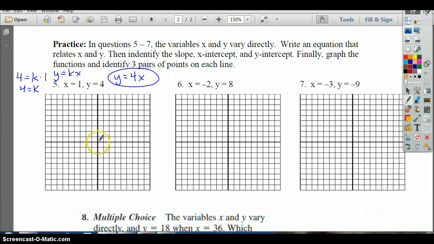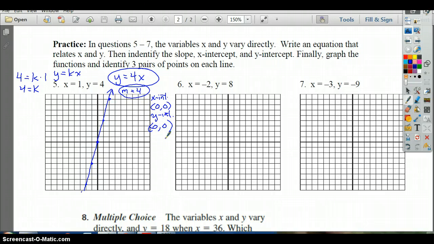So let's plot this. I have a y-intercept of 0, slope of 4. So every time I go over 1, I'm going up 4. Of course, when I say go over, I mean to the right. Okay? All right. So to get back to the problem here, let's identify the slope. Slope is equal to 4. My x-intercept is 0, 0. The y-intercept is 0, 0.